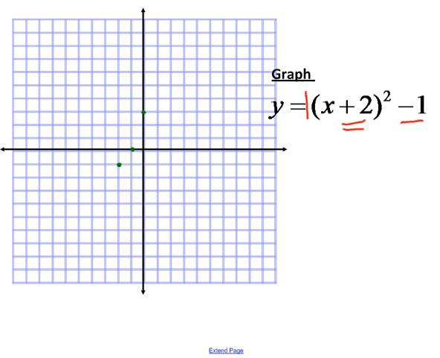What would the next point be? Over 3, up 9. So up 1, 2, 3, 4, 5, 6, 7, 8, 9.